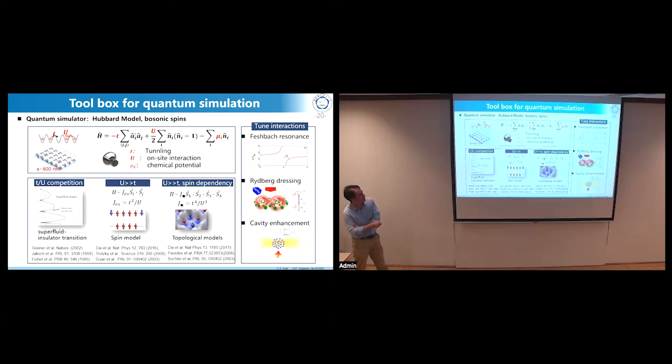We have the basic model, the Hubbard model, with tunneling T, on-site interaction U, and the chemical potential. If we tune the competition between T and U, we can study the phase transition, like the superfluid and insulator. If we tune more, when U is much larger than T, and we also put in more than one species of atom, like with the pseudo spins, we can then study the spin model. Here, this T will be suppressed. We do not have the tunneling any longer.